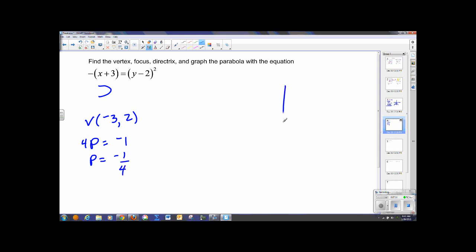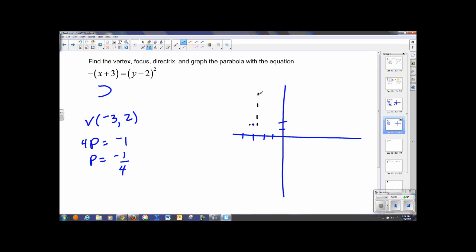Start graphing this while I'm at it. I go back 3, up 2, puts me somewhere up here. Now, since my p-value is a negative 1/4, that means, again, my parabola is opening to the left. So I need to move over a quarter from this point, which puts me really close right around here and here.